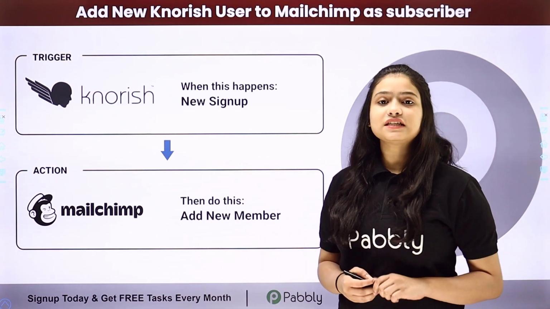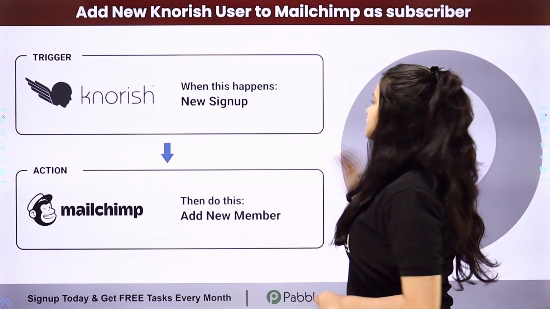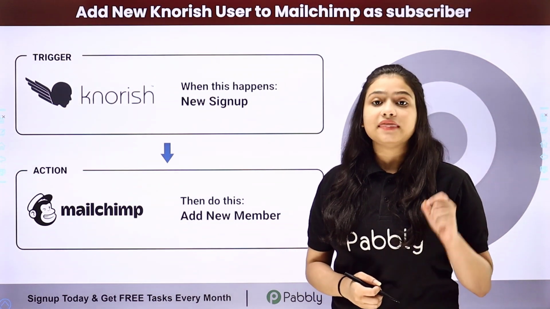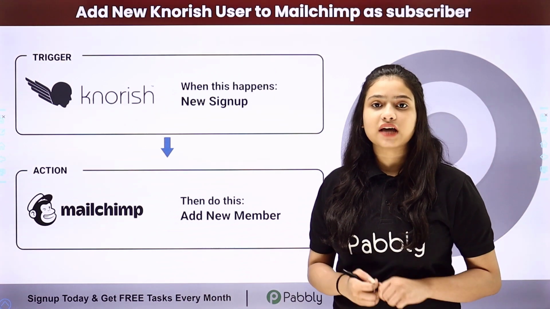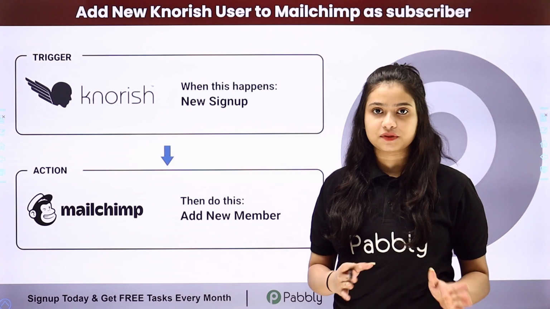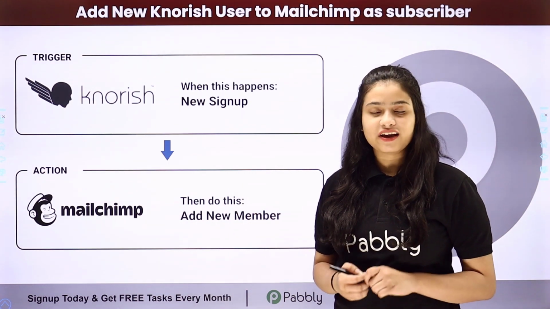Hello everyone, in this video we are going to learn how to add a Knorish user to Mailchimp as a subscriber. Suppose I have created a website using Knorish and now I want that whenever a person signs up on my Knorish website, the same person should automatically be added as a subscriber in my Mailchimp account. So how are we going to do this process automatically and effortlessly?